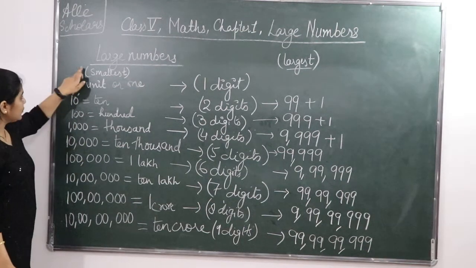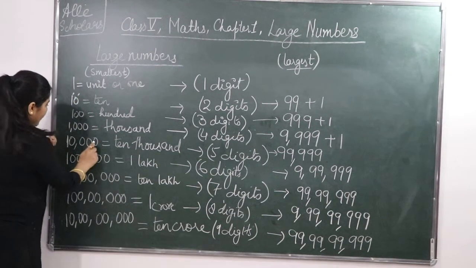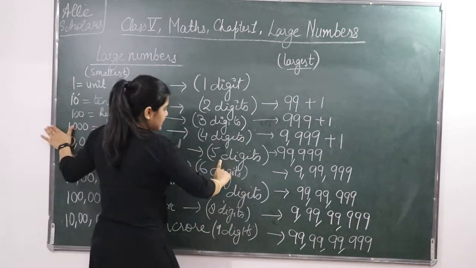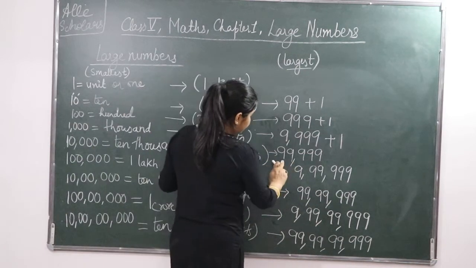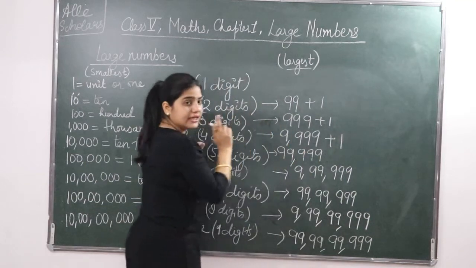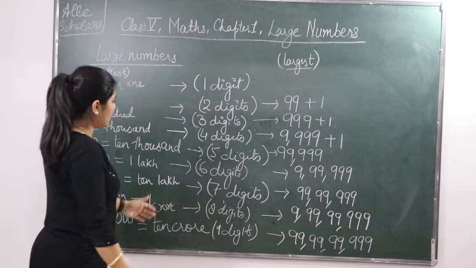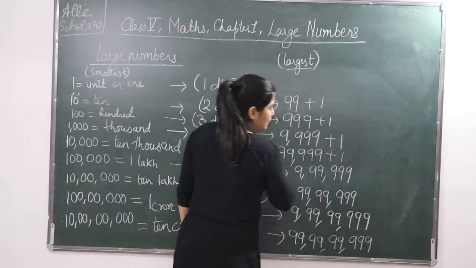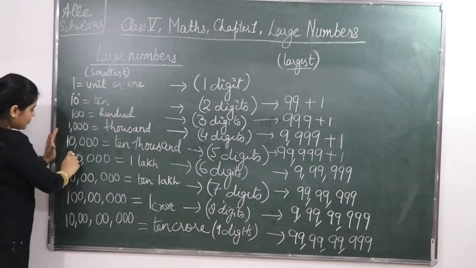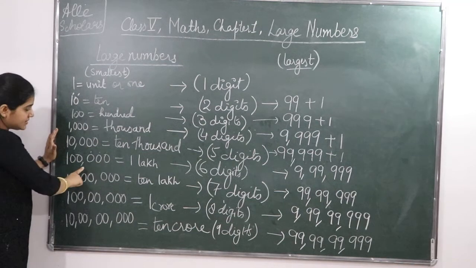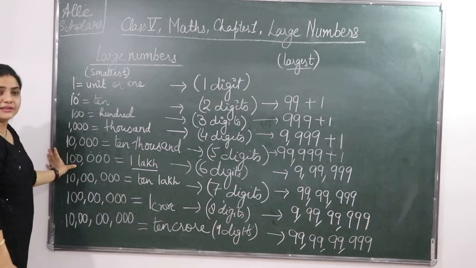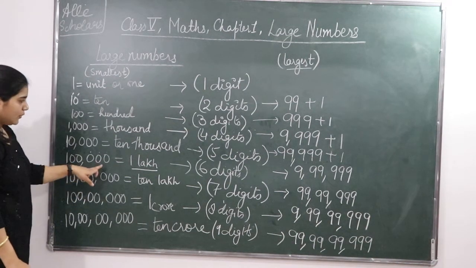So 10,000 is going to be the smallest 5 digit number, and the largest 5 digit number will be 99,999. Similarly, the process will go on again. You just have to do plus 1, then you will get the smallest 6 digit number. This is called 1 lakh or 100,000. You can also call it 100,000 or 1 lakh.